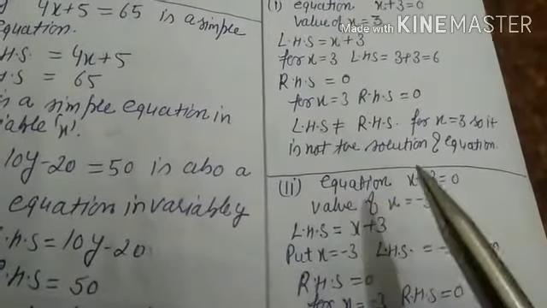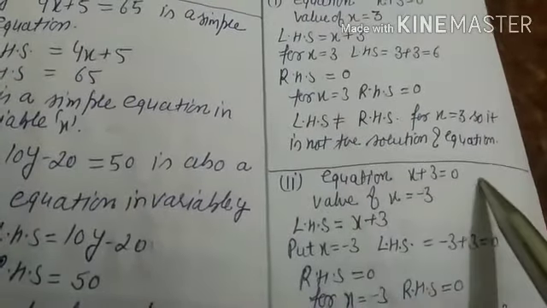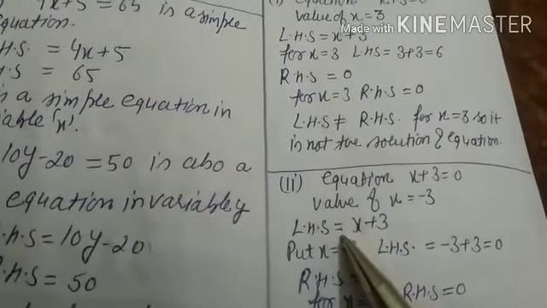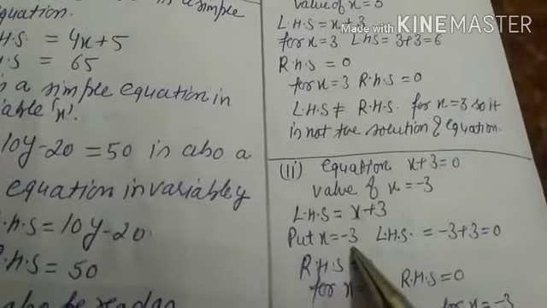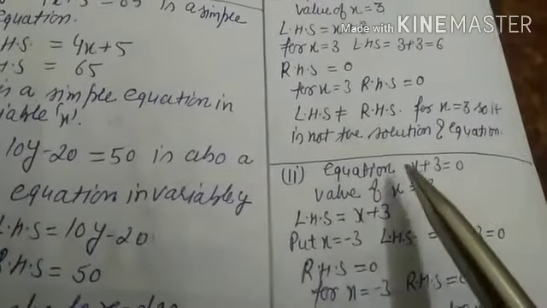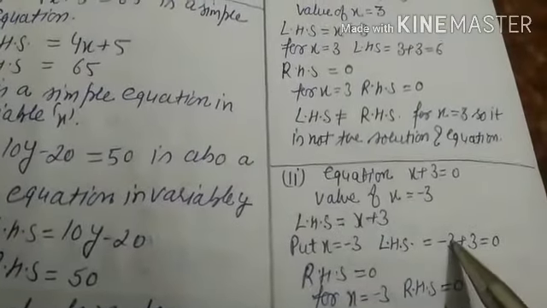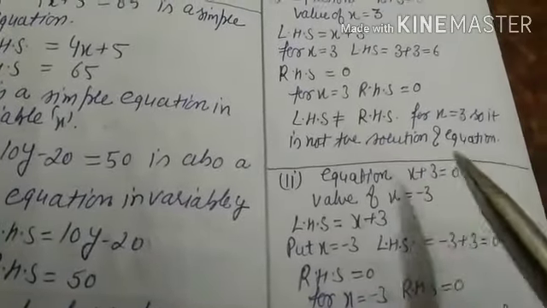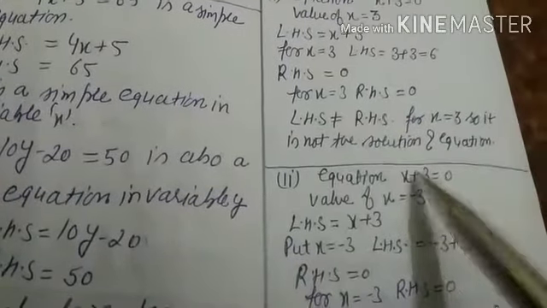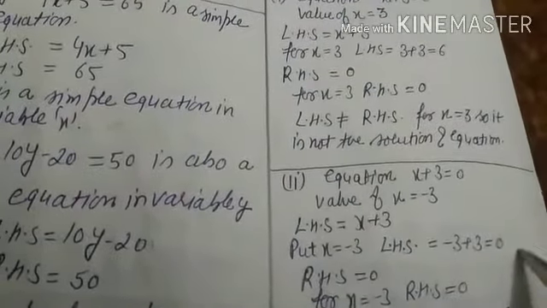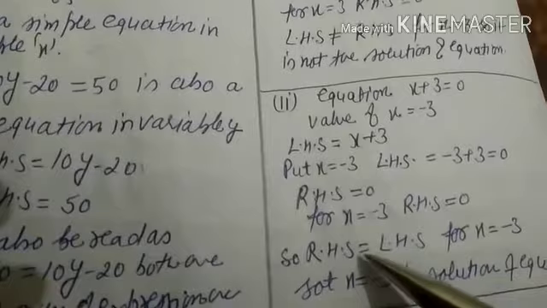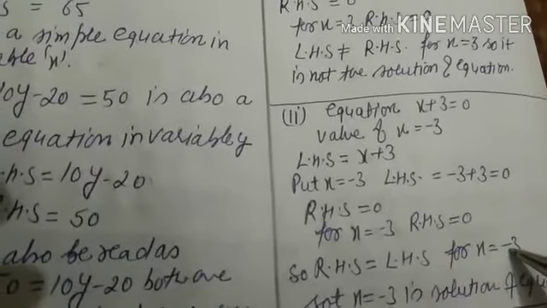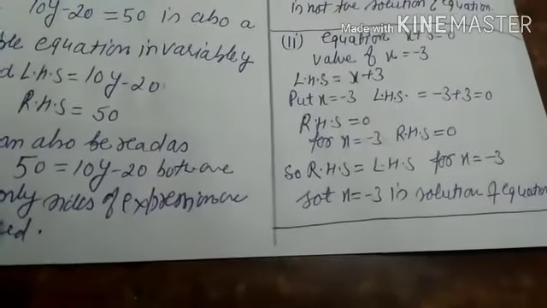Similarly, let us take another value. The equation is the same, x plus 3 is equal to 0. Left hand side is x plus 3. The value of x is minus 3. So first put the value x is equal to minus 3 in the left hand side. Minus 3 plus 3. In place of x, what do we have to put? Minus 3. Plus 3 is already there. So minus 3 plus 3 will be 0. The right hand side is also 0. So left hand side is equal to right hand side for x is equal to minus 3. So x is equal to minus 3 is a solution of the given equation.